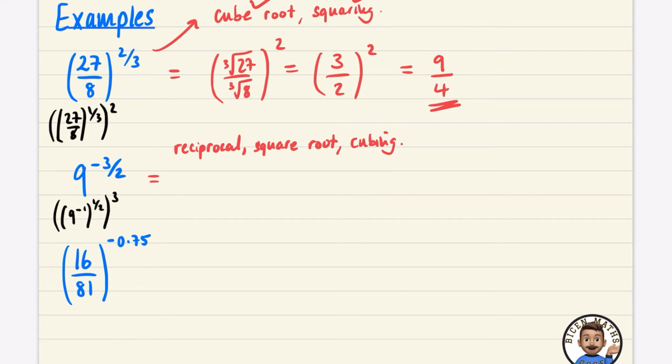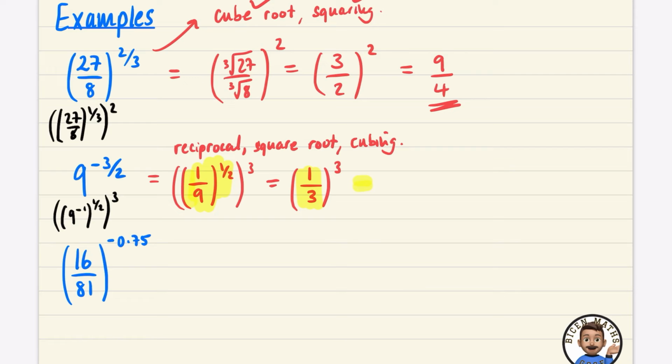So when I take the reciprocal of 9, I get 1 over 9. Then I'm going to be doing that to the power of a half, and then I'm going to be cubing it. So when I do it to the power of a half, I'm going to take the square root of this. That's the square root of 1 and the square root of 9. The square root of 1 is 1, and the square root of 9 is 3. So it's a third cubed. This thing that's here has just been replaced with a third.